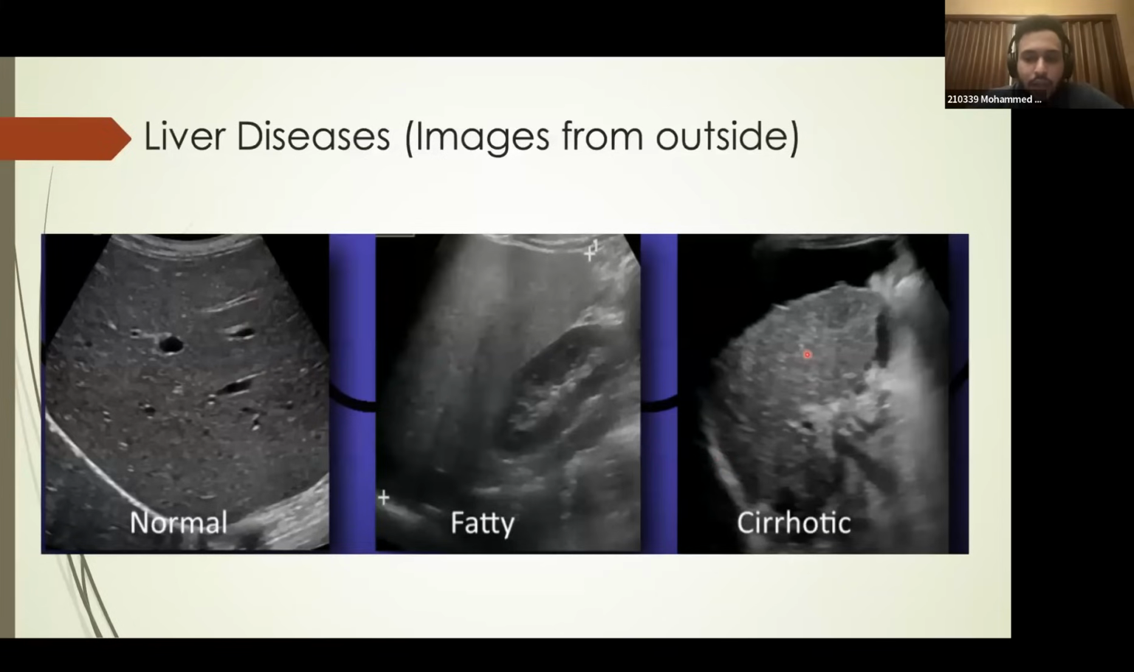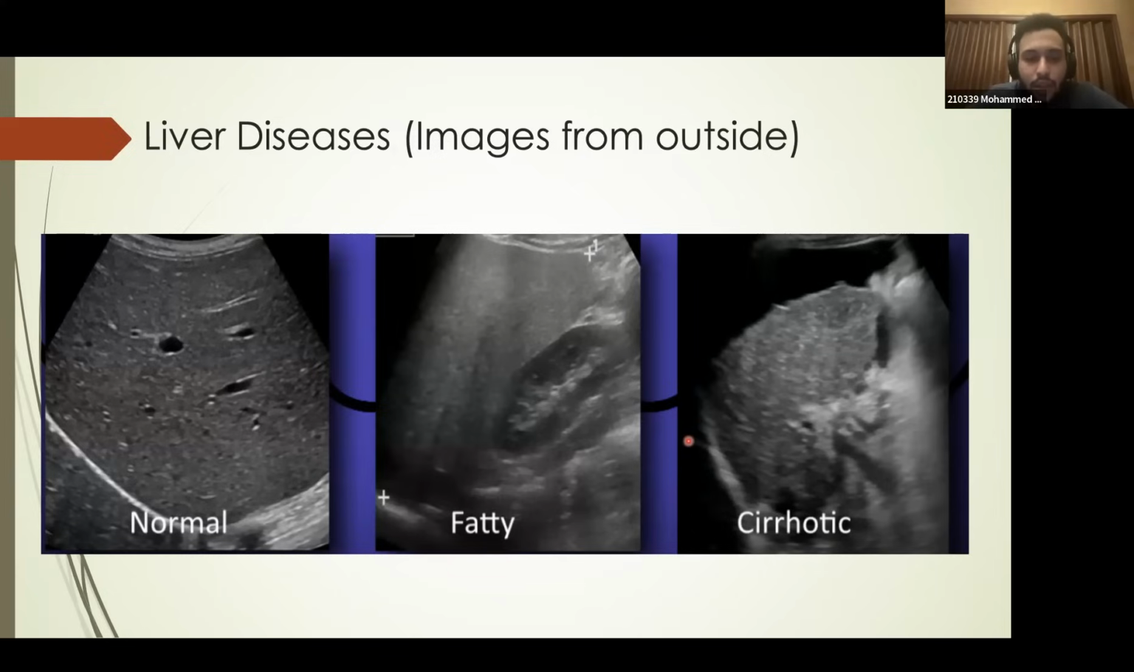Now, very important is this. This image was from outside your lectures, but I brought it here just so you can tell the difference. Because for some reason, they did not even put clear images to tell the difference between fatty liver versus cirrhotic liver versus normal liver.